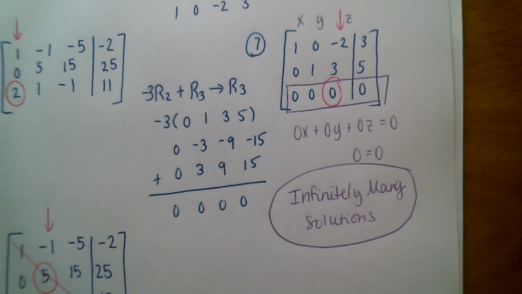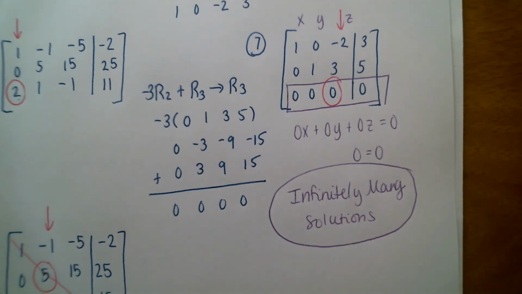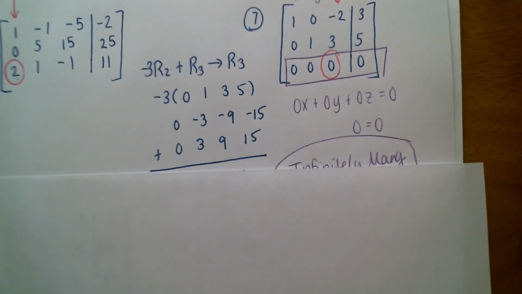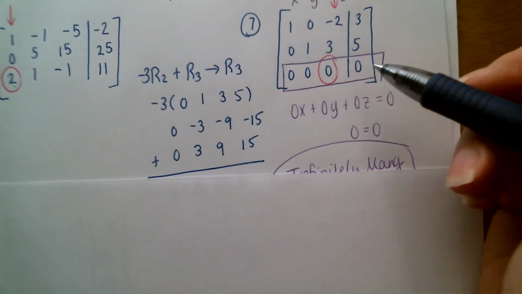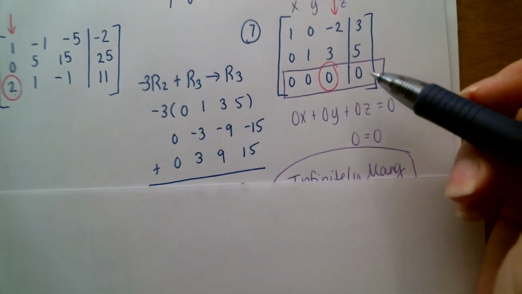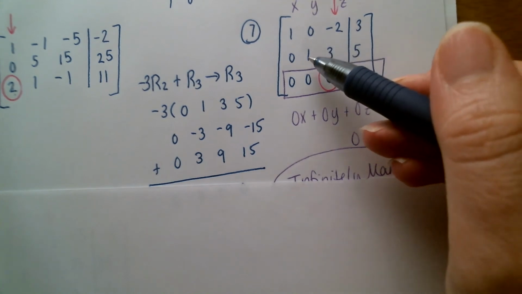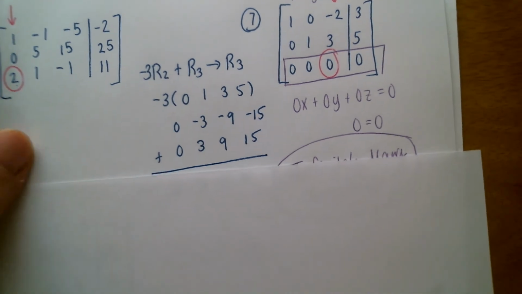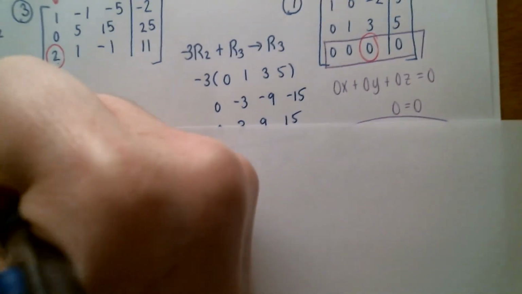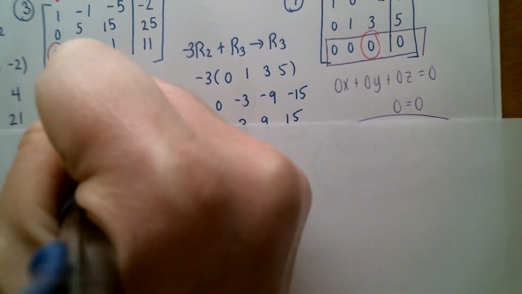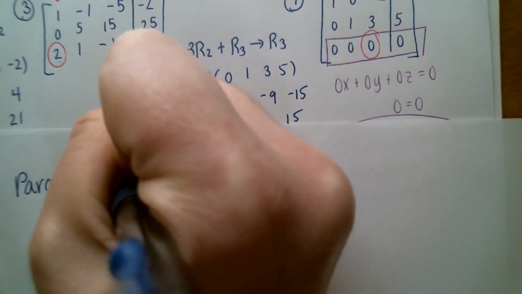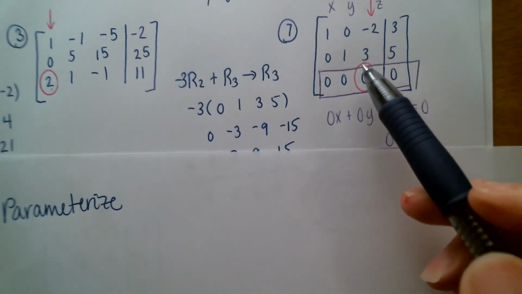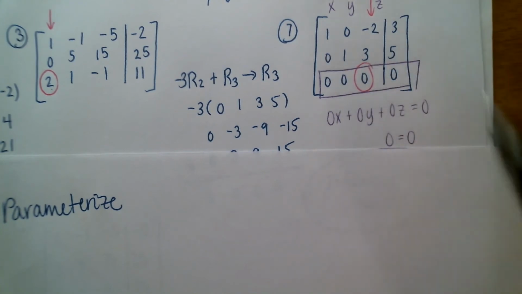We are now in a bigger system. It is a little more difficult to parameterize. I am going to parameterize on a separate page. You start by translating these top two lines back into equations.